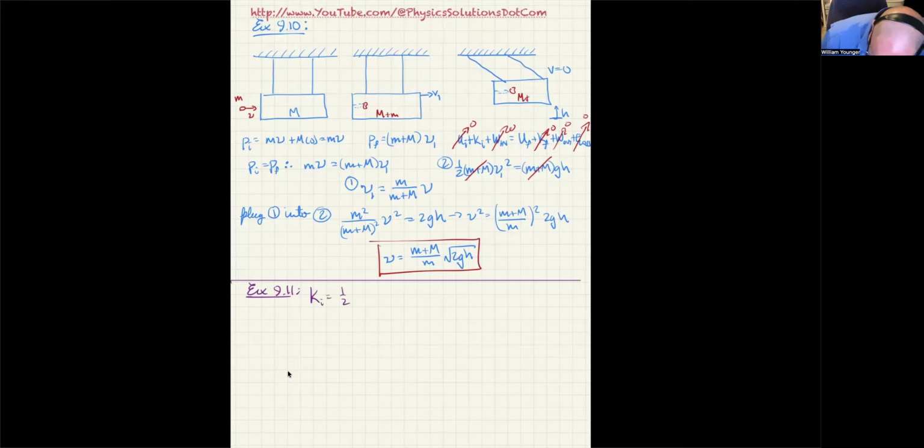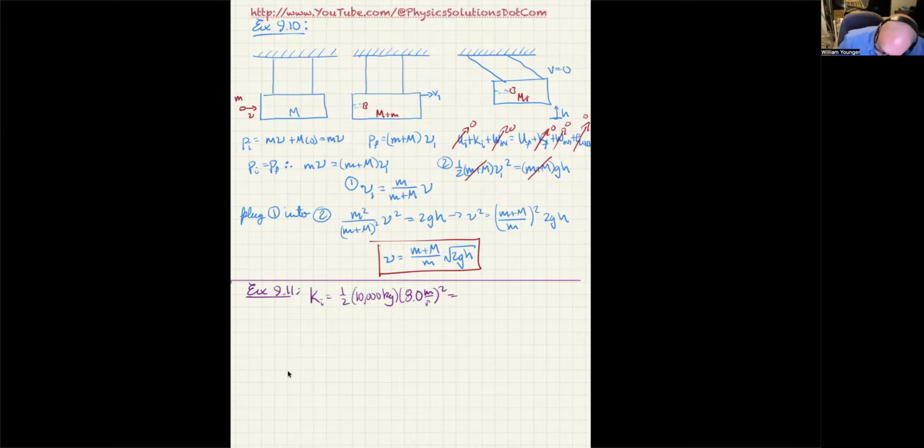And then, of course, the initial kinetic energy is just the kinetic energy of the one object. So that's the 10,000 kilograms, and that was moving at 8.0 meters per second. And of course, kinetic energy is one half mv squared.